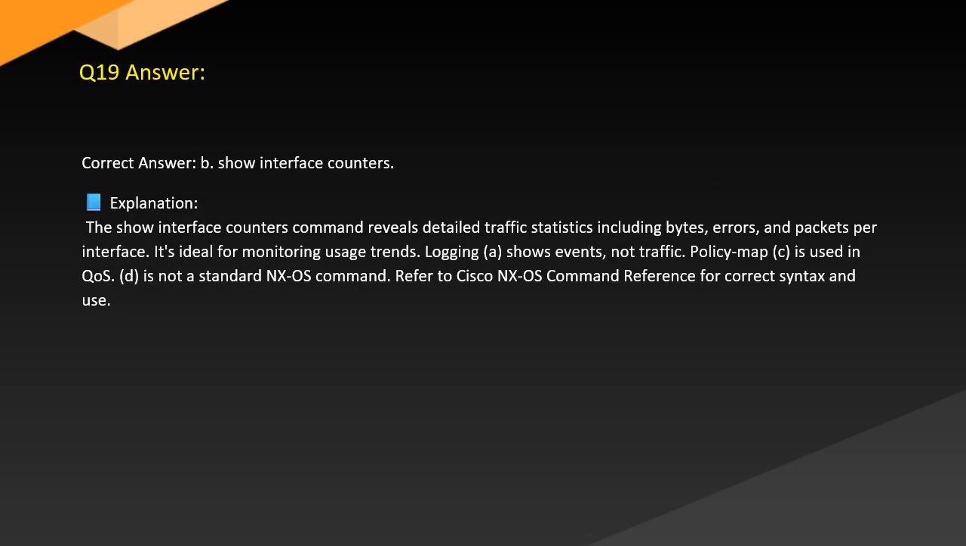Answer. Correct answer: B. show interface counters. Blue Book explanation. The show interface counters command reveals detailed traffic statistics, including bytes, errors, and packets per interface. It's ideal for monitoring usage trends. Logging, A, shows events, not traffic. Policy-map, C, is used in QoS. D is not a standard NX-OS command. Refer to the Cisco NX-OS command reference for correct syntax and use.